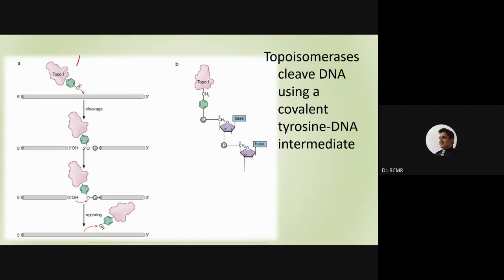So here is the topoisomerase 1 enzyme. It has a tyrosine residue. Tyrosine is a hydroxyl amino acid. Using that OH group, which is activated, it makes a nucleophilic attack on the phosphate backbone and makes a cut there. And this enzyme becomes kind of a conjugate along with it. It's covalently linked with one of the strands, like the 5' phosphate of the DNA molecule here.